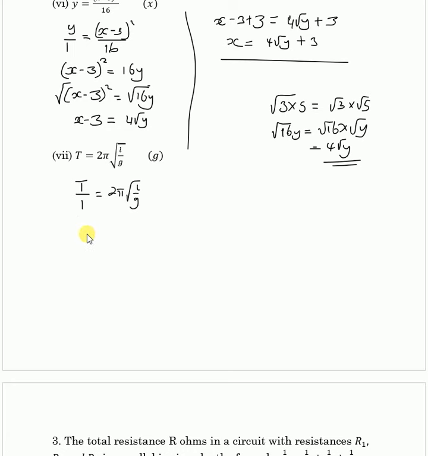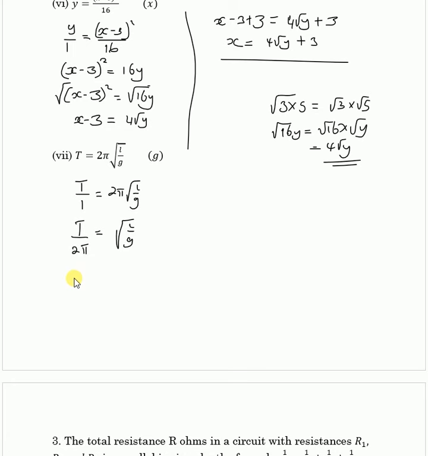We shall cross multiply. Actually, we may not cross multiply here. Let us divide through by 2 pi, such that we have t divided by 2 pi equal to the square root of L over g. When I divide by 2 pi, the 2 pi cancels from the right hand side and it remains on the left hand side. And because the right hand side contains a square root, it is square root of L over g.